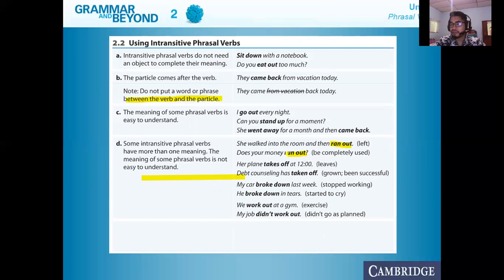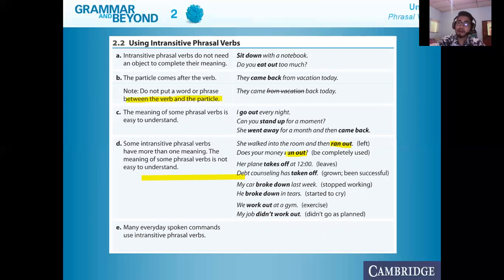"My job didn't work out." So that means that things didn't go as planned and things were not as you expected them. There were some mistakes or things that were not considered at the beginning, and that was the end result of everything that happened. Many everyday spoken commands use intransitive phrasal verbs.